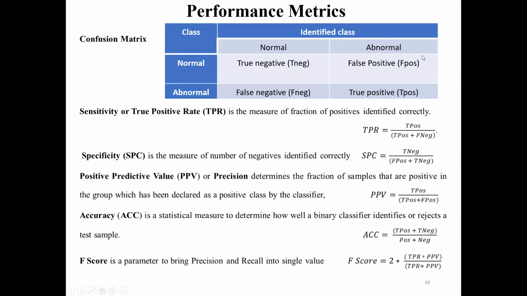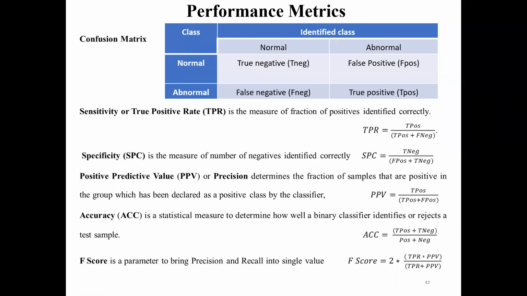So if you are doing the diagnosis, you should have some performance metrics. For that, the confusion matrix is taken, with the classes taken as normal and abnormal, and the identified class. Both are normal: true negative. Here, false positive, abnormal; then abnormal and normal: false negative, and true positive. The short forms are true negative TNEG, false positive FPOS, false negative FNEG, and true positive TPOS.